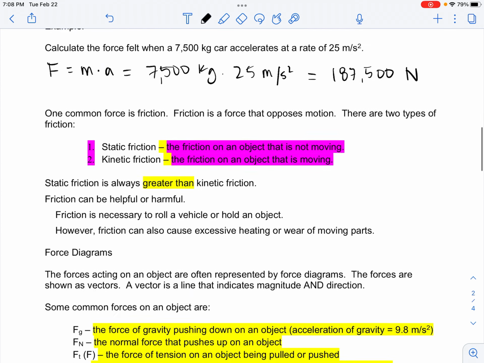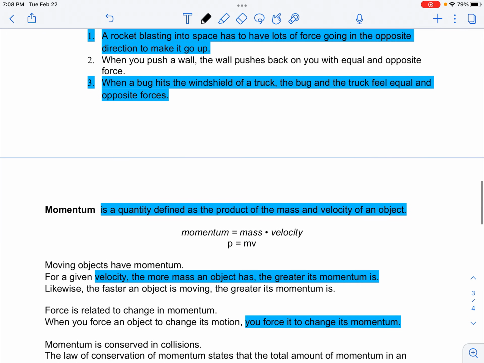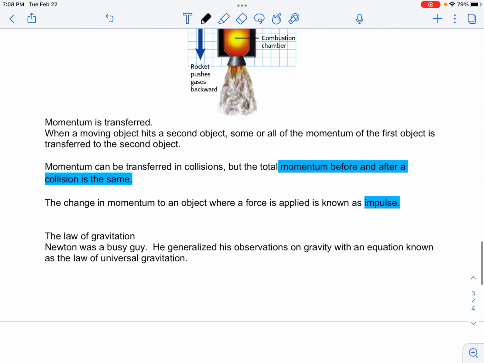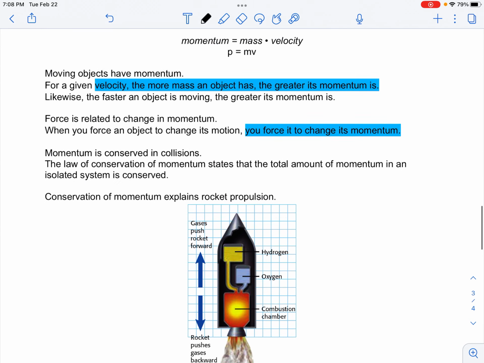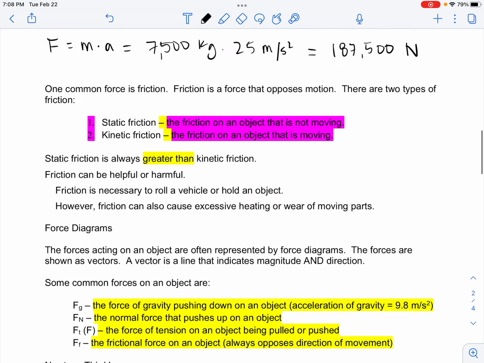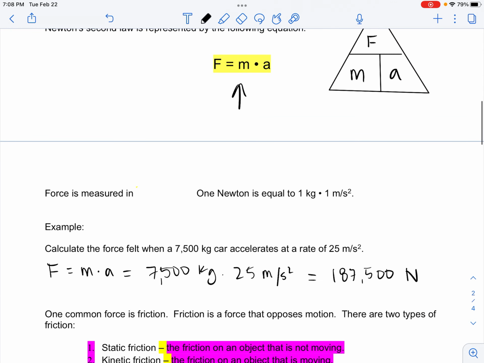And we'll come back to Newton's third law at the end, which is that every action has an equal and opposite reaction. But for now, we'll be done.